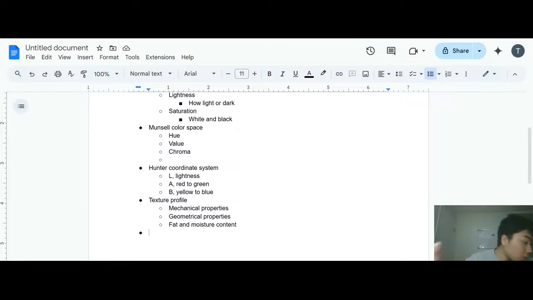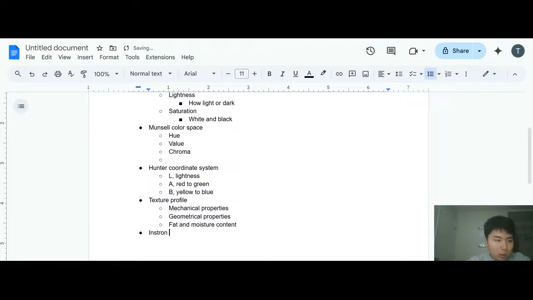And next, instrumental measurement of texture. Instruments can be used to measure the texture of foods. For example, Magness-Taylor puncture testers, Bloom gelometer, Kramer shear press. They are mouthful words, but I think we don't have to memorize all of it.